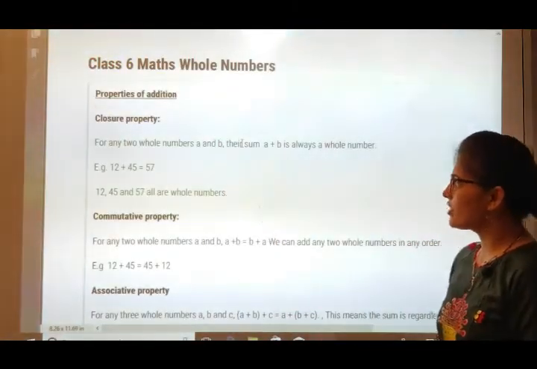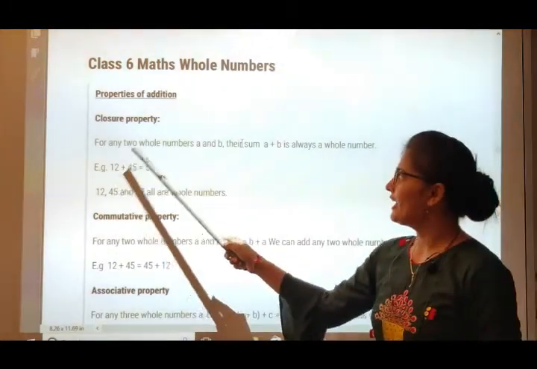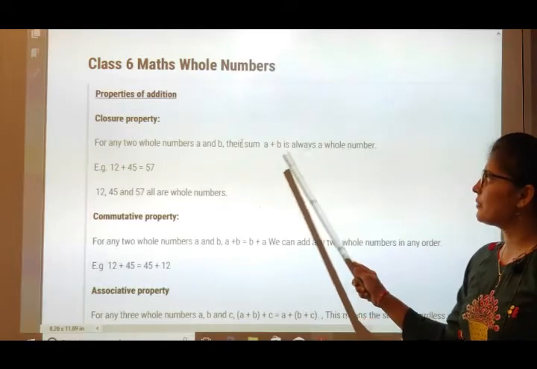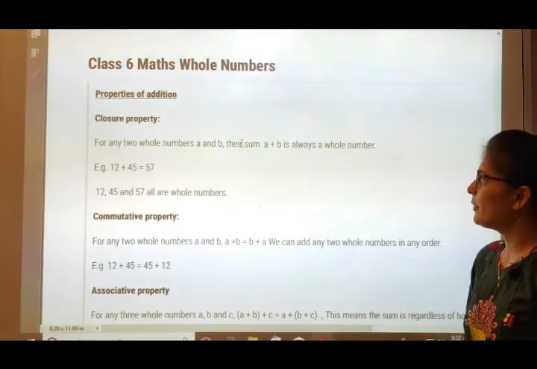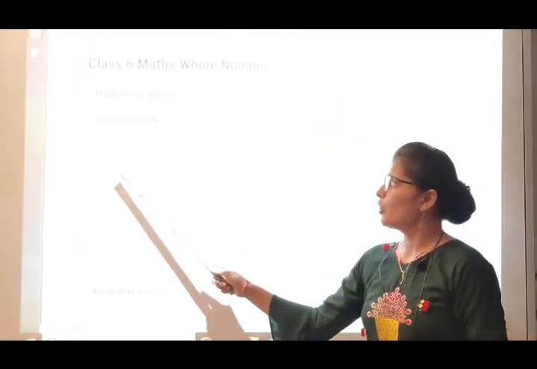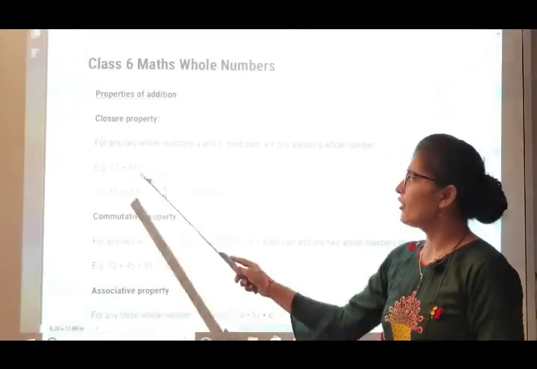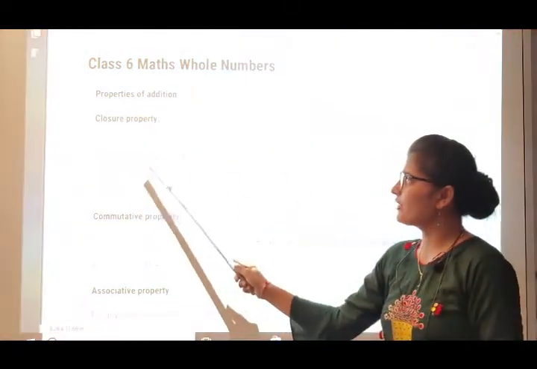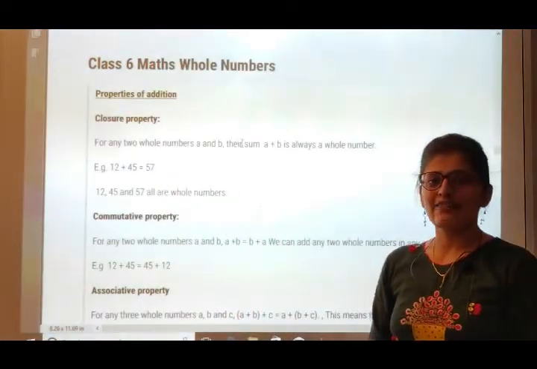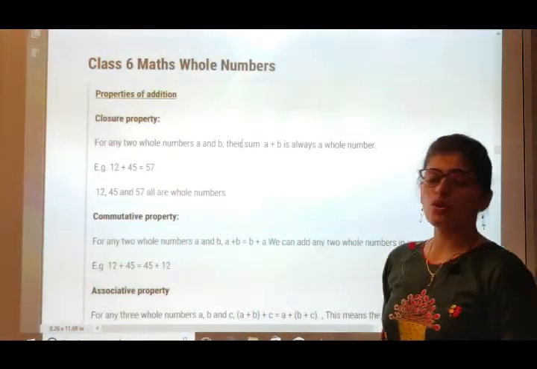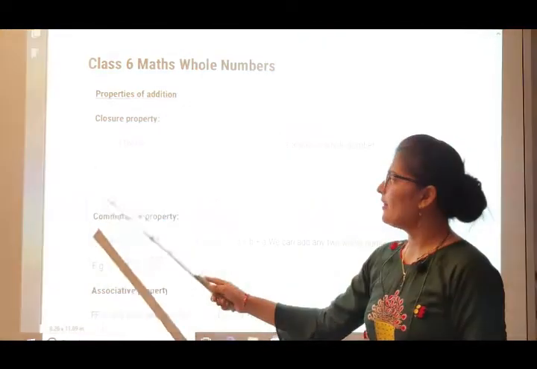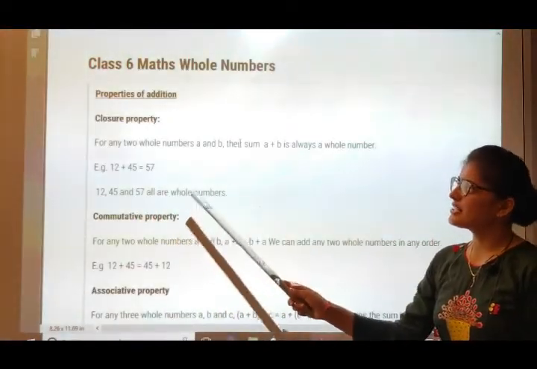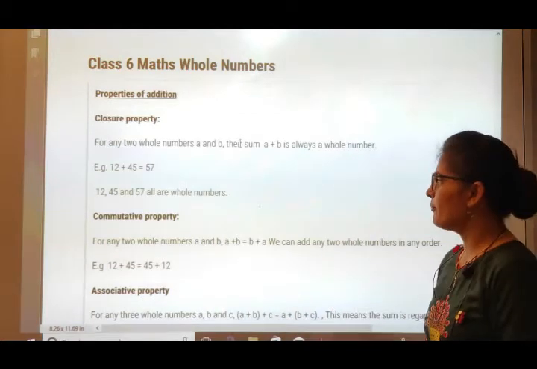Now what is the closure property? Let us see. For any two whole numbers a and b, their sum a plus b is always a whole number. Here you can see the example. 12 is a whole number. 45 is also a whole number. Now their sum, 12 plus 45, is equal to 57. That 57 is also a whole number. So 12, 45 and 57 all are whole numbers. So this is the closure property.